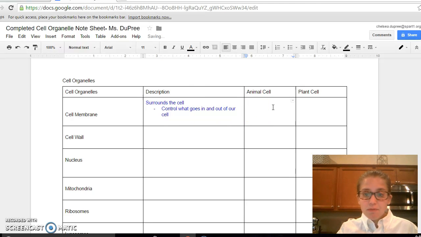Now, this can be found in animal cells and in plant cells. So, regardless of what type of cell we're talking about, it's going to have a cell membrane.